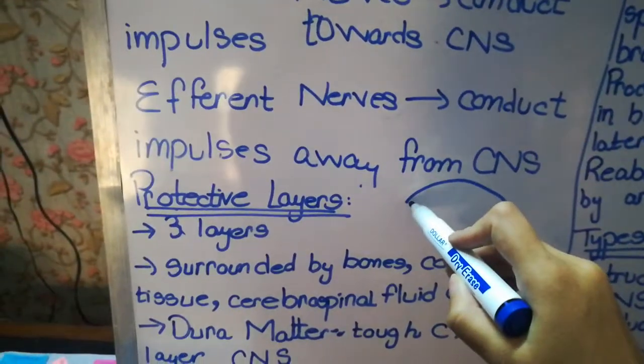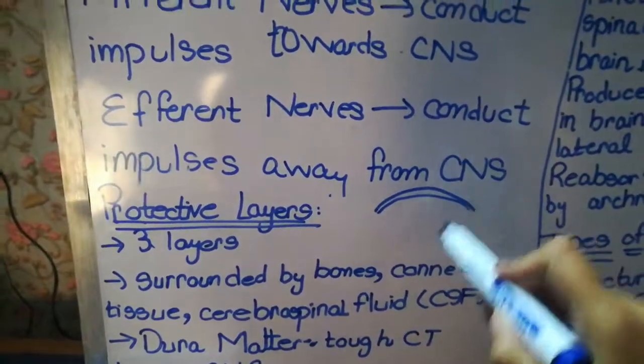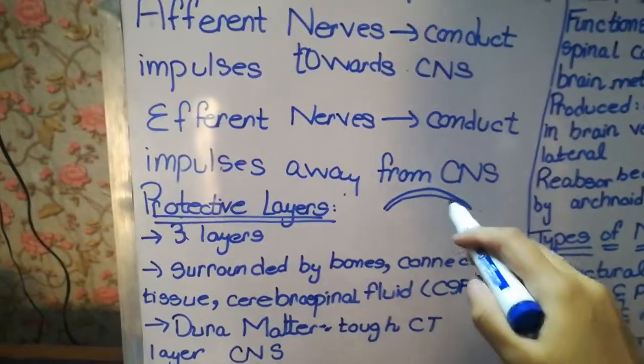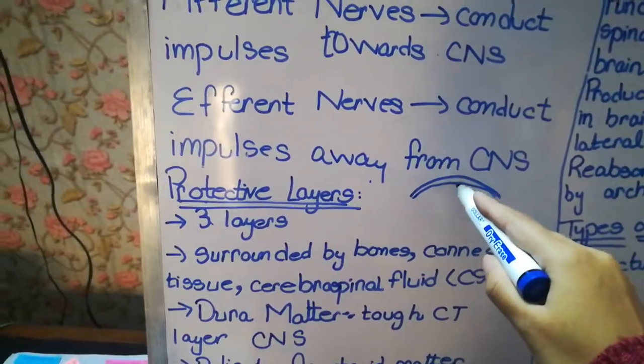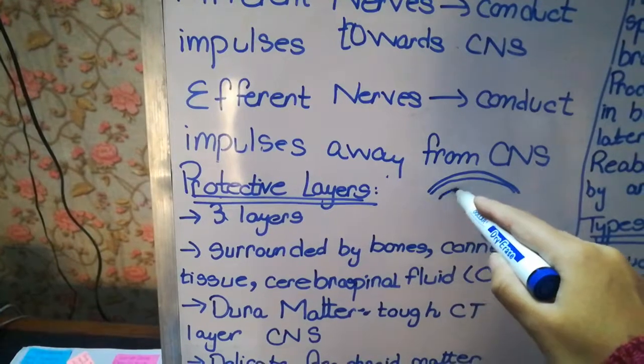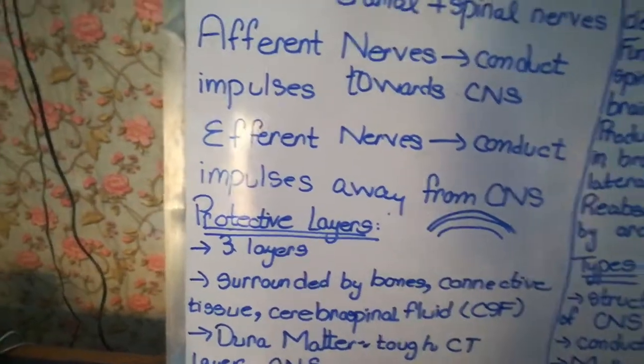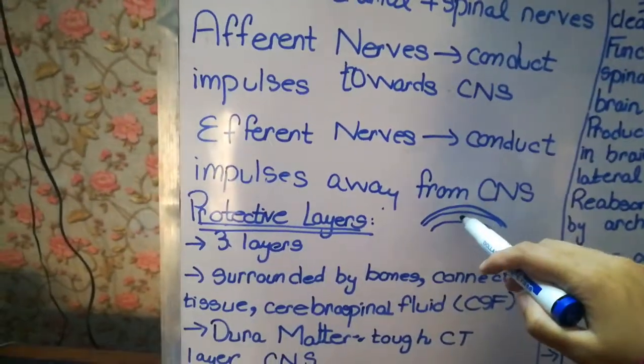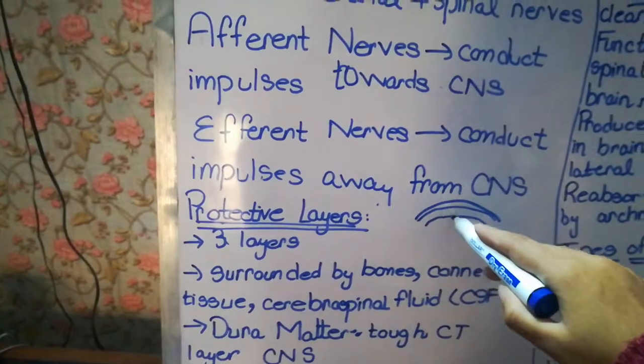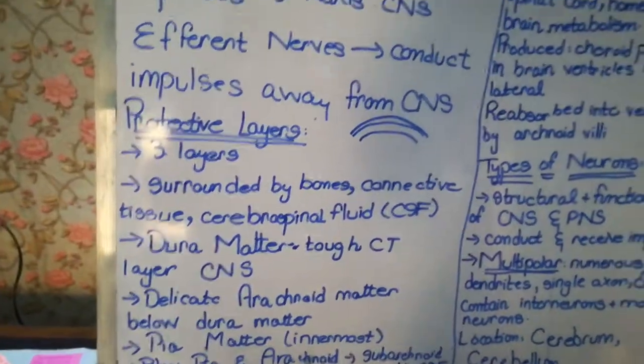Below it you have a delicate layer that is surrounding the central nervous system, brain and spinal cord, which is the arachnoid mater. Below this arachnoid mater, the innermost, it is known as the pia mater. Between this arachnoid and pia mater there is a space that is called the subarachnoid space, which contains a most important type of fluid known as the cerebrospinal fluid. Now we're going to study what is the cerebrospinal fluid.